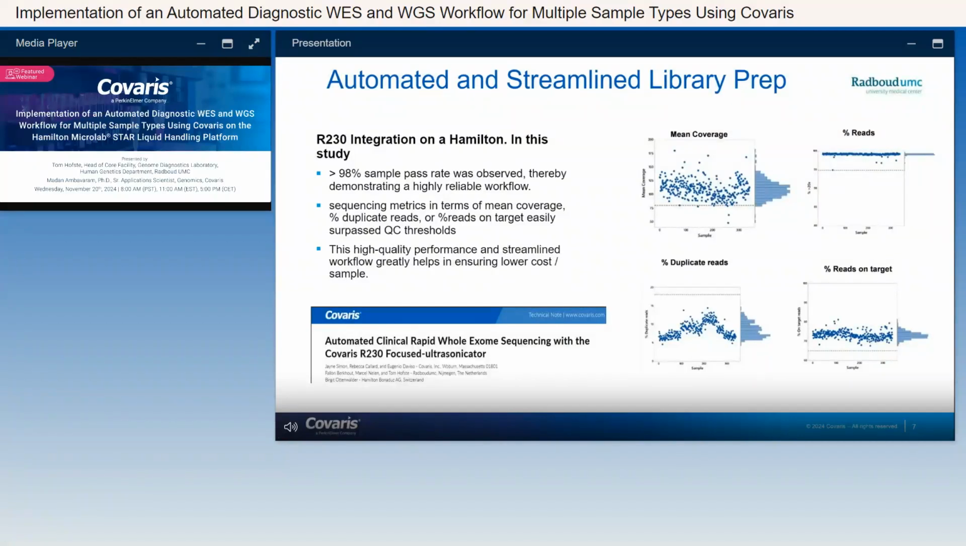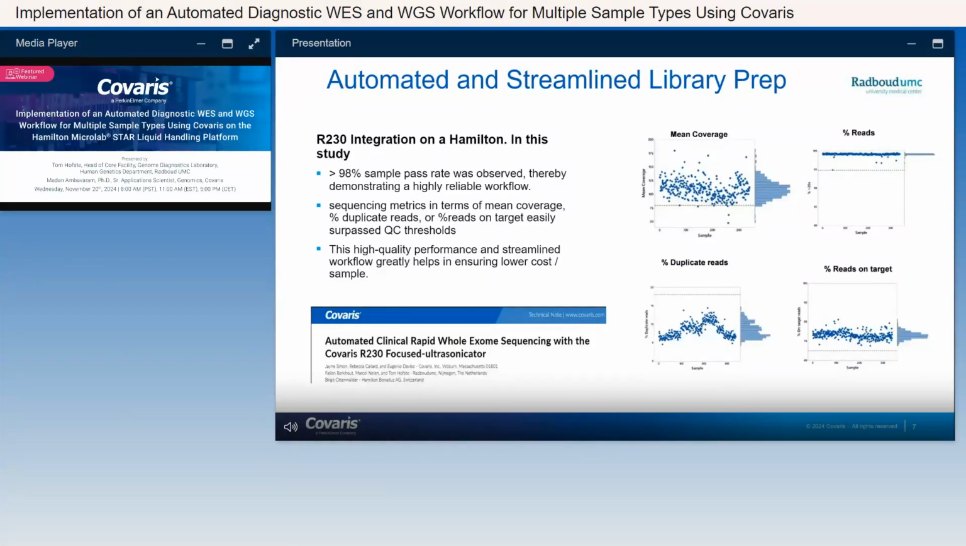Speaking about automated and streamlined library prep solutions, I would like to share highlights from a related study conducted by Tom's group, utilizing a Covaris R230 integrated with their Hamilton automation platform to analyze several hundreds of samples. This study achieved an impressive sample pass rate of over 98%, demonstrating a highly reliable and reproducible workflow.